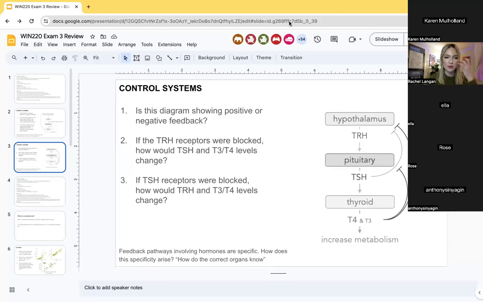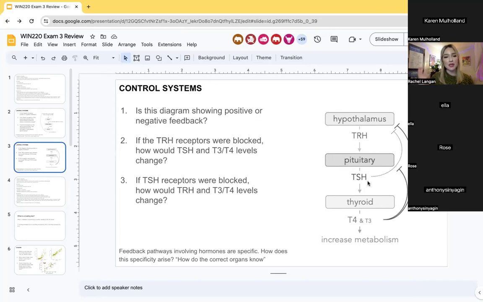And then again, be prepared for something in the diagram to change. Maybe we block the TRH receptors. Then you should be prepared to tell me how other parts of the diagram are going to change. So if we block TRH, how will that affect TSH? Well, with less TRH, that's going to stimulate the pituitary less. So that will cause TSH levels to decrease. And also, how would T3 or T4 levels change? T3 and T4 levels would also decrease.